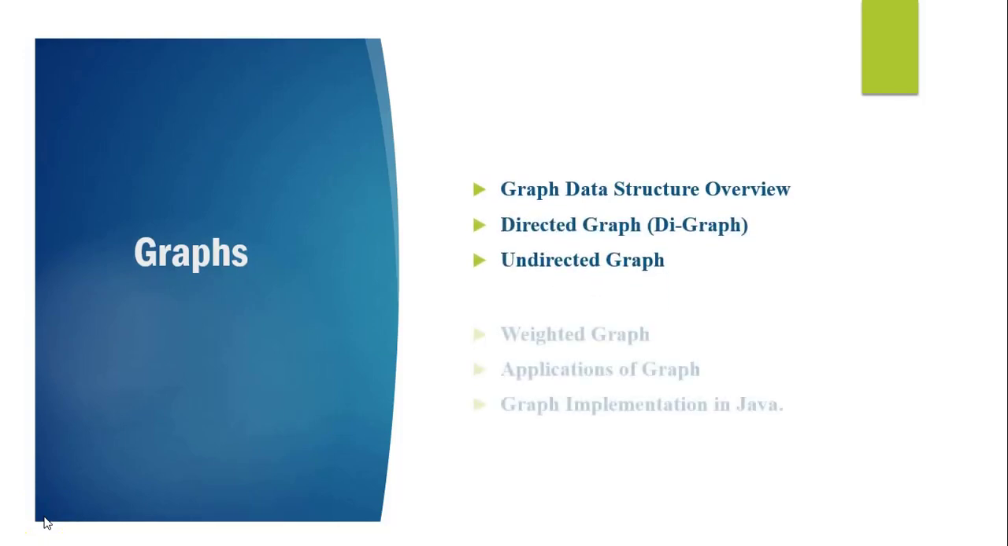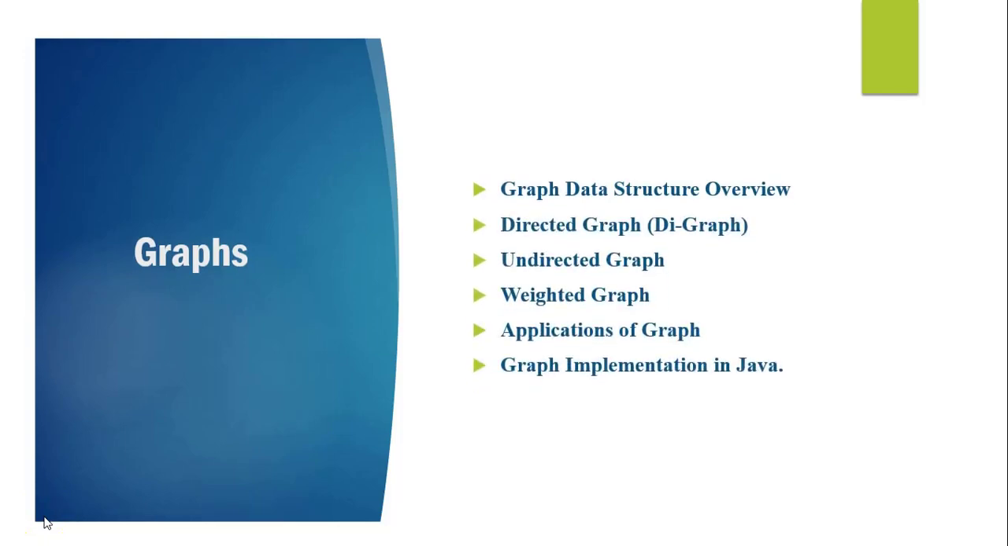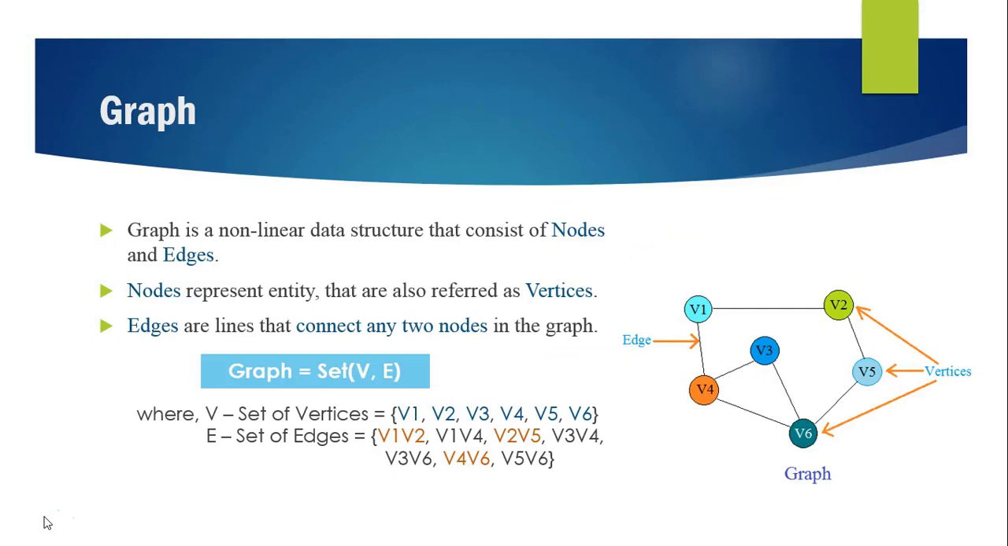Hi, and welcome to a new chapter where we will learn about graph data structure and its various types like directed graph or digraph, then undirected graph, weighted graph, their applications and implementations. So let's start with the definition first.